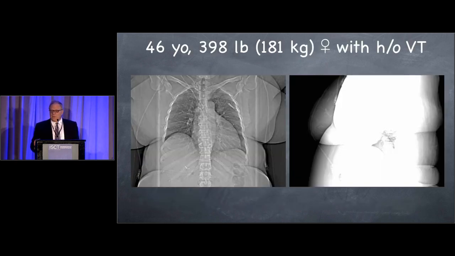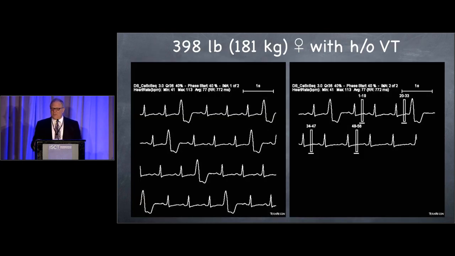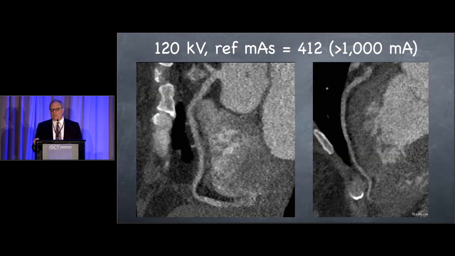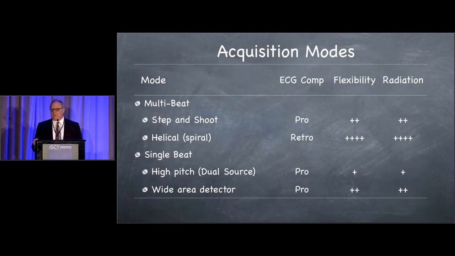Here's a 46-year-old, 398-pound patient who presented with a history of ventricular tachycardia. She's throwing some PVCs, and here you can see the prospectively triggered scan that we're performing there on the right. By really bumping up the mA to a very high level here on this scanner, 1630 mA, mAs of 412 with a 250 millisecond rotation, you can see that we get decent image quality and we get diagnostic results. It's not beautiful, but this is the kind of thing that you need to plan for and be prepared for when you have some of your particularly larger patients.